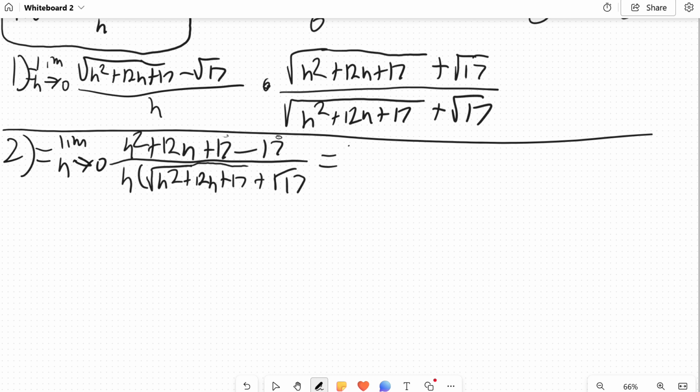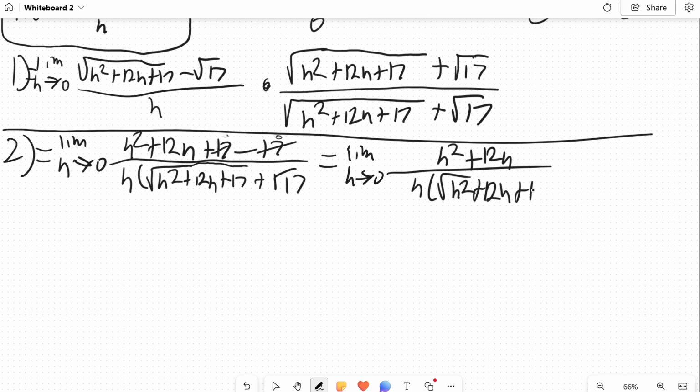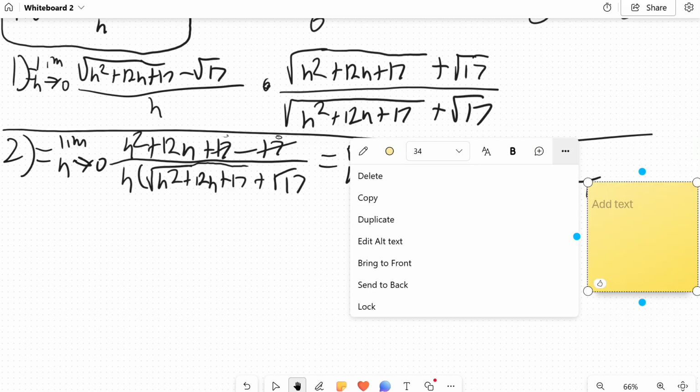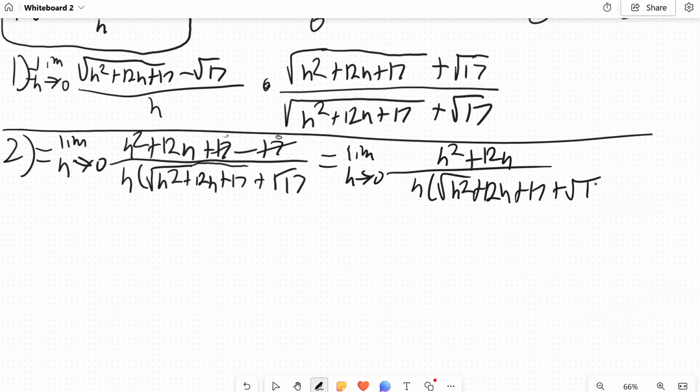This will then get simplified because you cancel out the two 17s. As the limit goes to 0, you cancel this and this out. So it's h squared plus 12h over h, parentheses, square root of h squared plus 12h plus 17 plus square root of 17. Oh, I didn't mean to do that. Sorry, y'all. I don't know why that happened, actually.